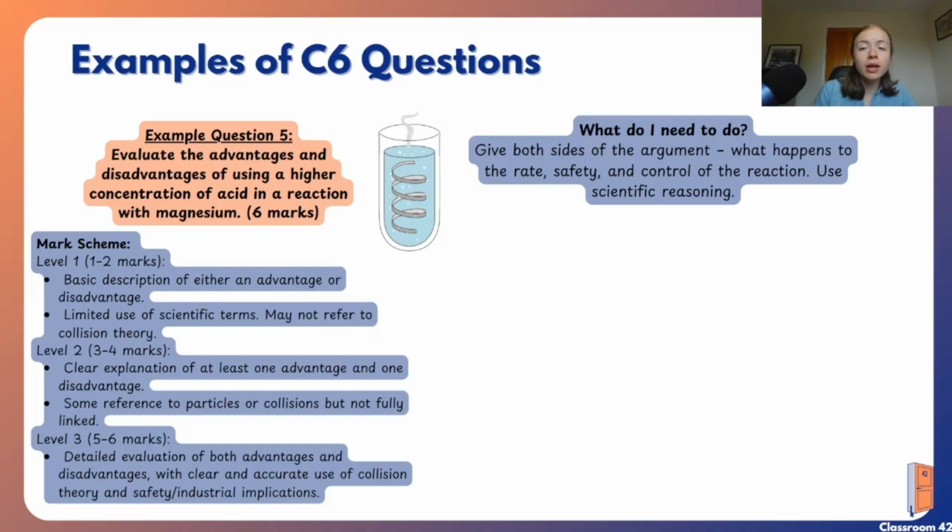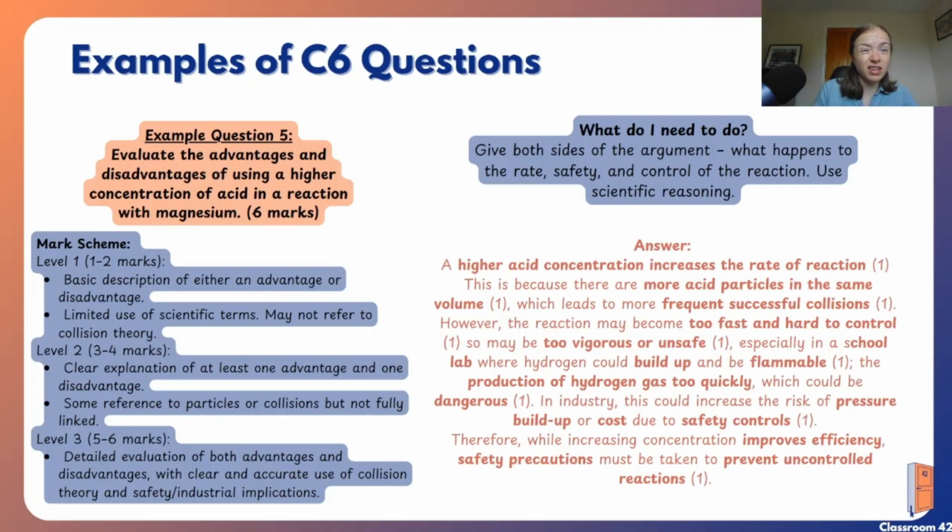And then for level 2, 3 to 4 marks, you're doing a similar thing. You're giving a clear explanation of at least one advantage and disadvantage, and making at least some reference to collision theory, but this won't be an incredibly well developed answer. And then for level 1, you might be able to get 1 or 2 marks if you're only able to either give an advantage or a disadvantage, and you might not be referring to collision theory, and also there'll be limited use of those scientific terms that we've discussed at the higher levels.